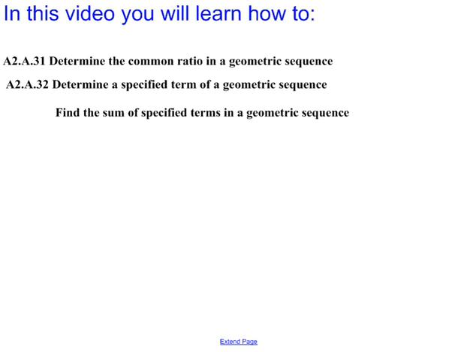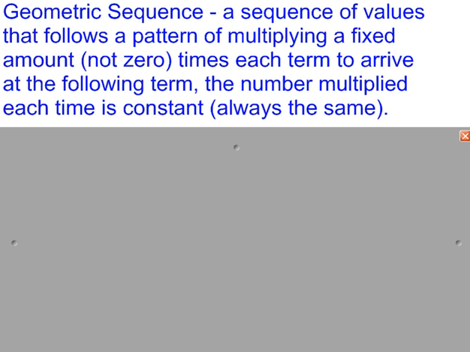Okay, so first, what is a geometric sequence? A geometric sequence is a sequence of values that follows a pattern of multiplying a fixed amount that's not zero times each term to arrive at the following term. The number multiplied each time is constant, always the same.